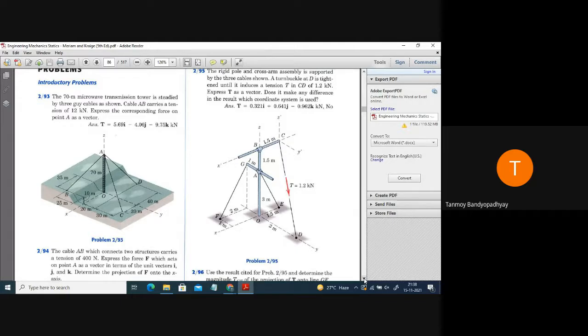So you can see that there is like an assembly sort of thing, a turn buckle is there, and the tension in the CD is given. দেখো CD. So in this case the direction has also been shown. So in the direction CD we are having a force, the magnitude of the force is given by 1.2, so just we have to express this as a vector. So it is the same problem sheet, so you can do this problem by yourselves also, এটা বাড়িতেও করতে পারো, but still I am doing it.